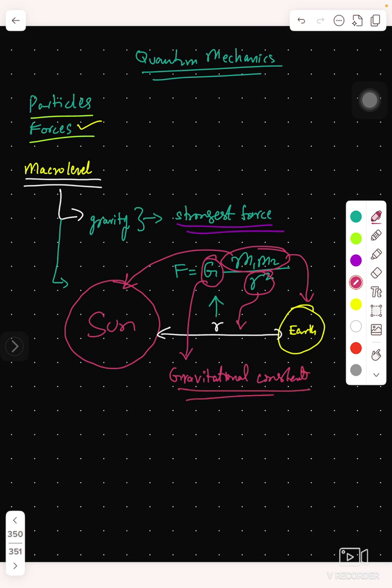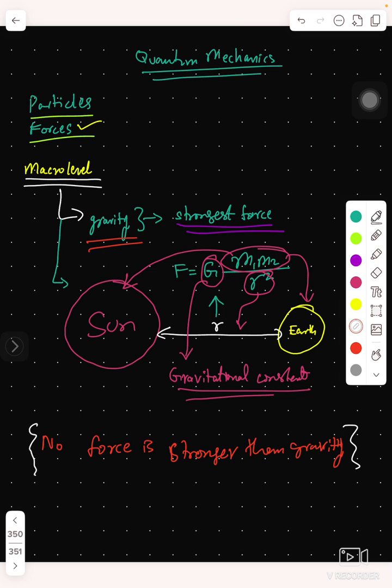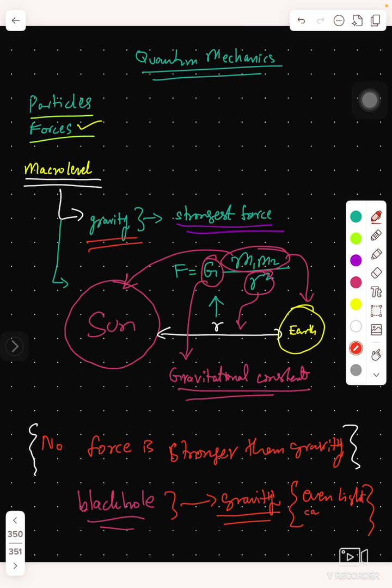Now, at the macro level, gravity is the strongest force. No force is stronger than gravity. Gravity surpasses all forces at the macro level. And the best example is a black hole. How strong its gravitational force is. Even light can't escape it.